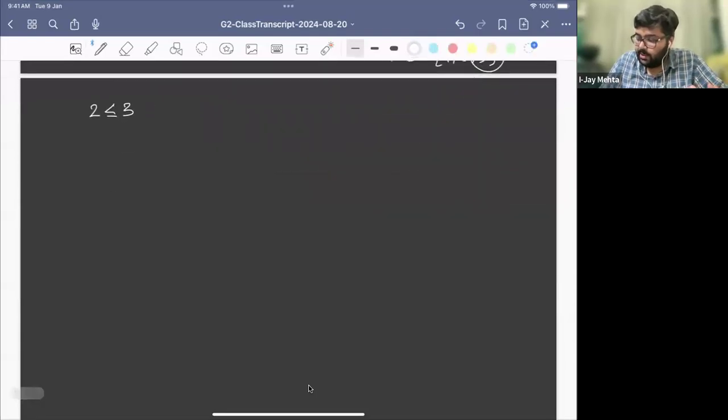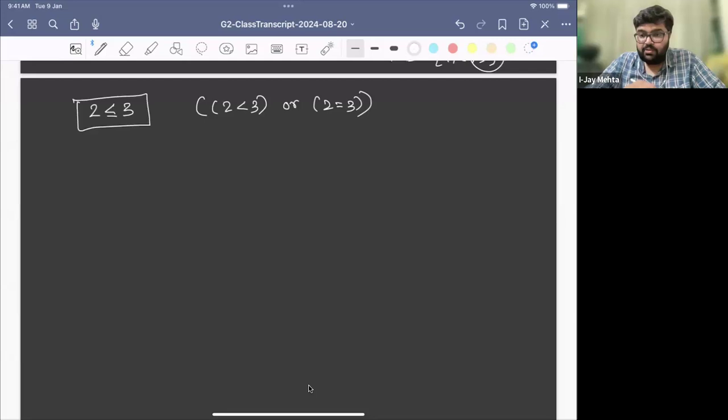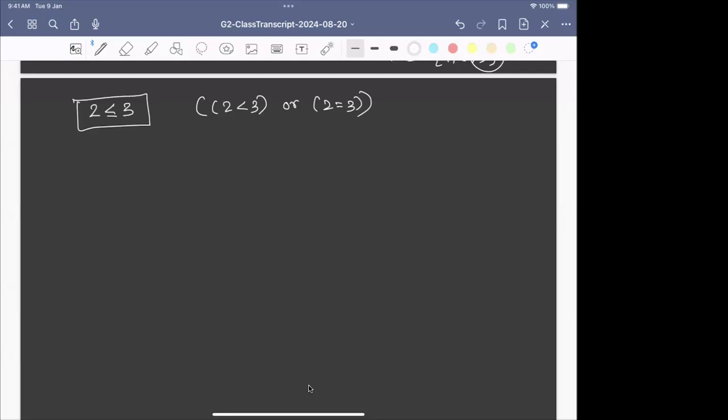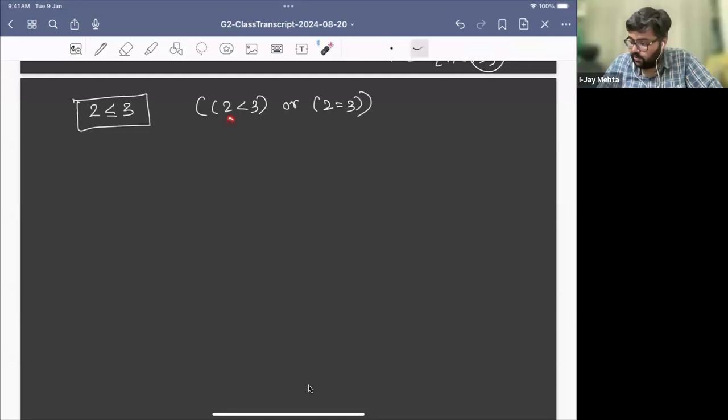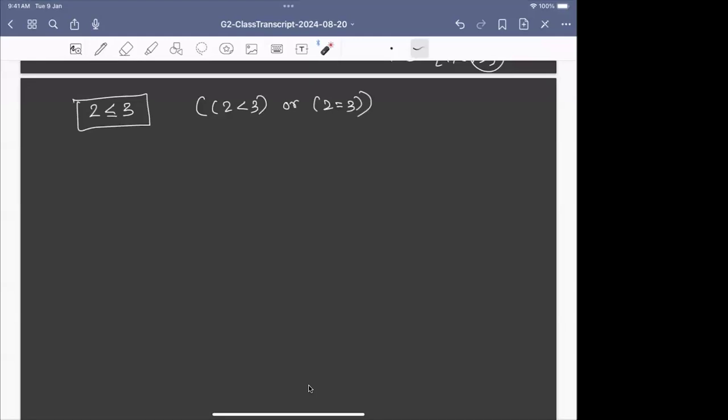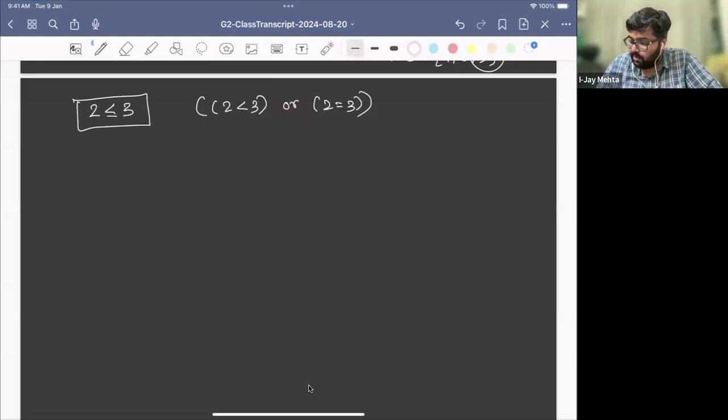Okay, 2 less than or equal to 3. We speak this as two statements: 2 is less than 3, or 2 is equal to 3. So is the statement 2 less than or equal to 3 true? Yes, sir. But which one is true, the first one or the second? The first one is true. If it is or, both can also be true, but in this case the first one is true. So even if the other is false, I don't care.